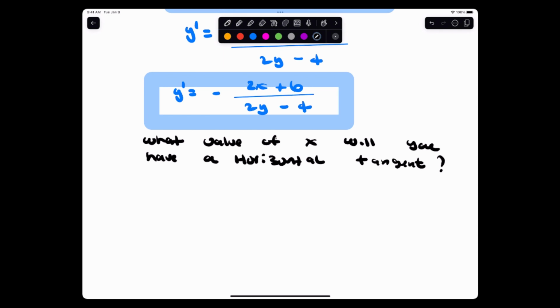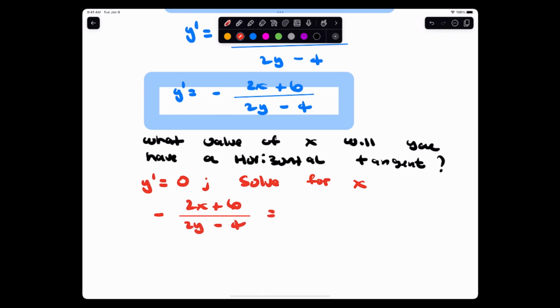Well, do you guys remember that? What does that even mean? That's where the first derivative equals 0, because that's the slope of the line tangent to the curve, right? So you have to set the first derivative equal to 0, and then you solve for x. Now, what does that mean? That means negative 2x plus 6 over 2y minus 4 equals 0. So once they give you a derivative, ladies and gentlemen, they can ask you something like that.